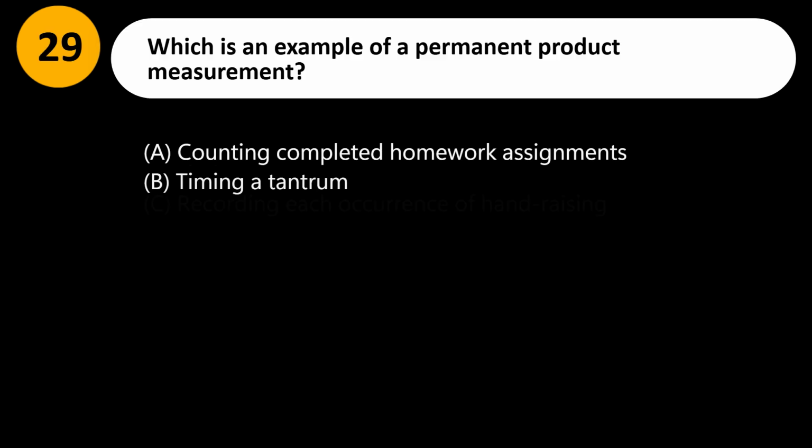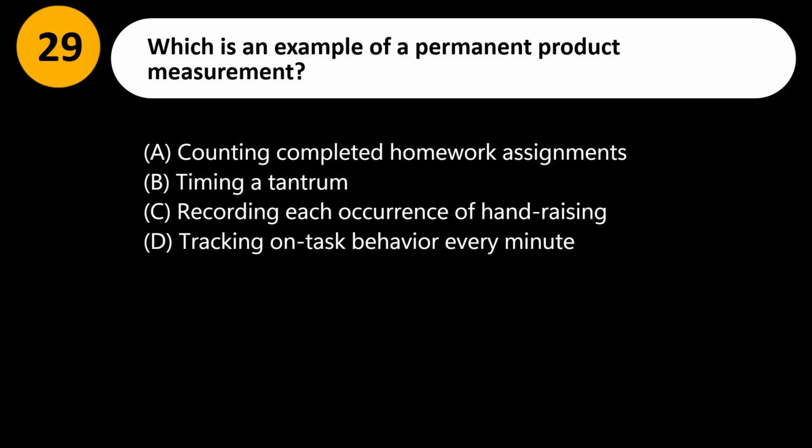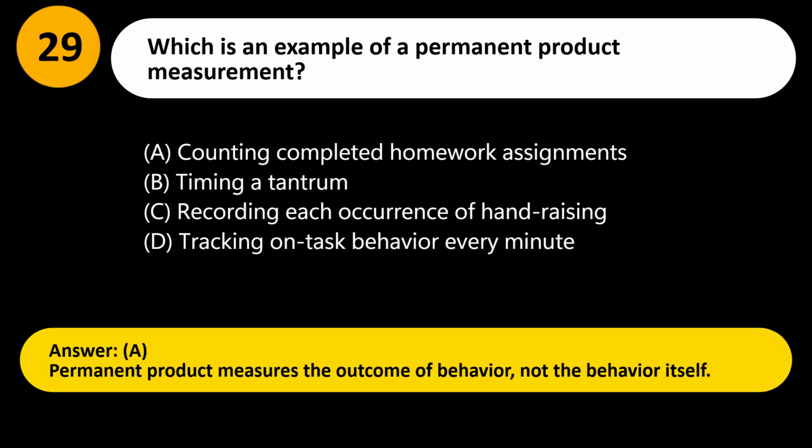Which is an example of a permanent product measurement? A. Counting completed homework assignments. B. Timing a tantrum. C. Recording each occurrence of hand-raising. D. Tracking on-task behavior every minute. Answer, A. Permanent product measures the outcome of behavior, not the behavior itself.